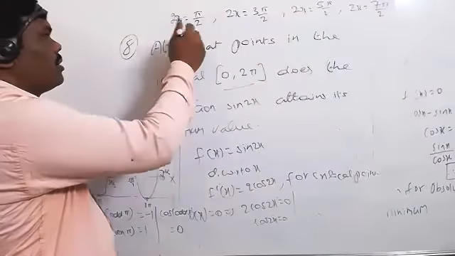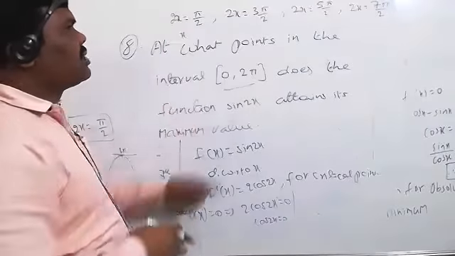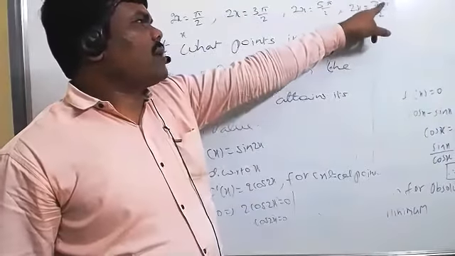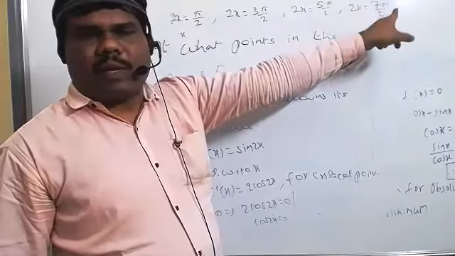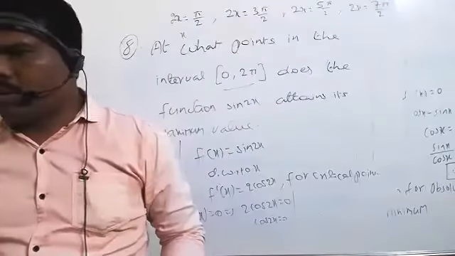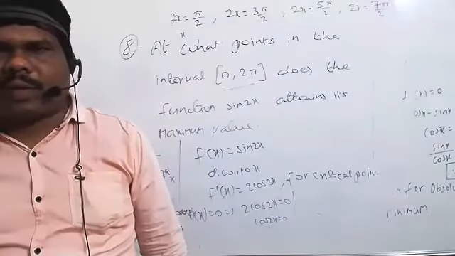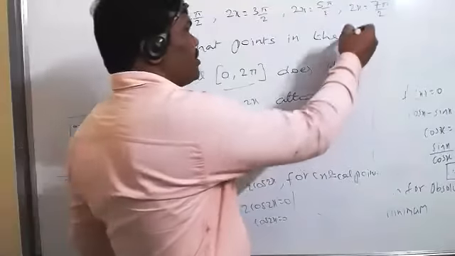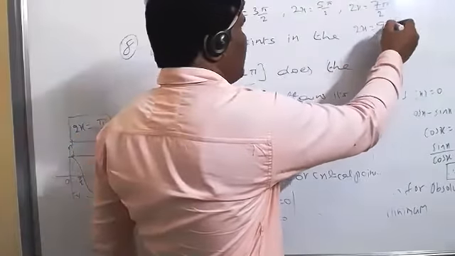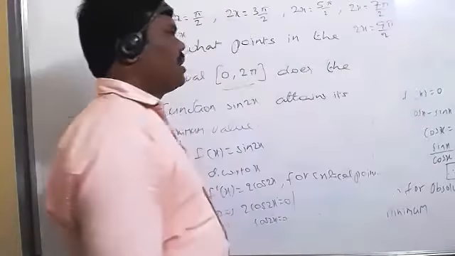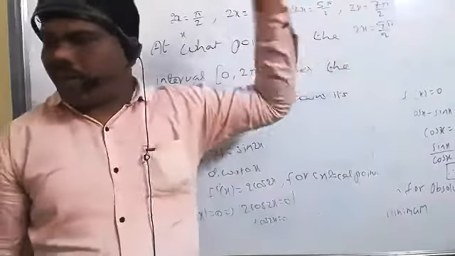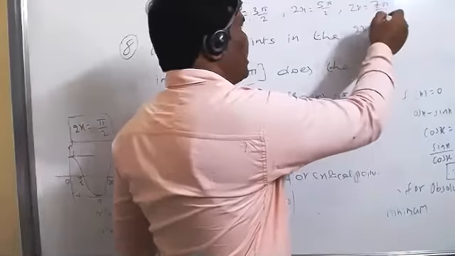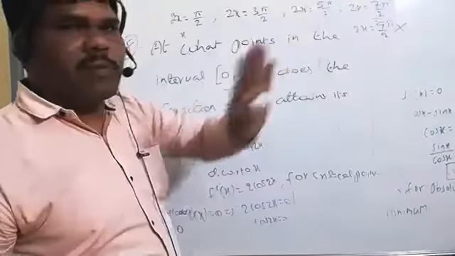Only up to 7 pi by 2 is possible. Pi by 4 is equal to 45 degrees, so 345 and 745 is there. Only up to that is possible; the next number is not possible. Suppose you take 2x equal to 9 pi by 2, it's not possible, because 945 is greater than 360. So you can take values only up to here, and these are all the possible points.